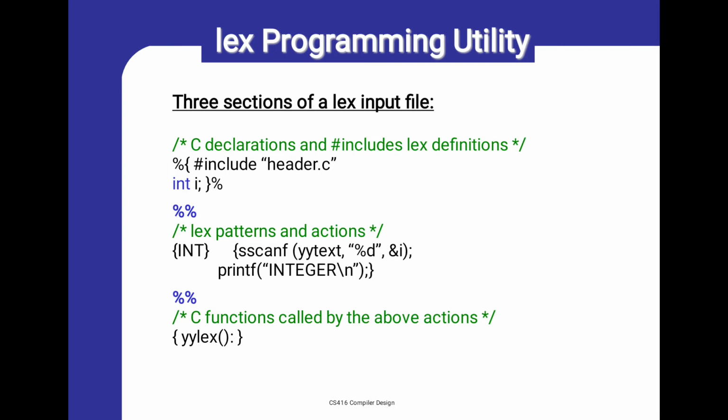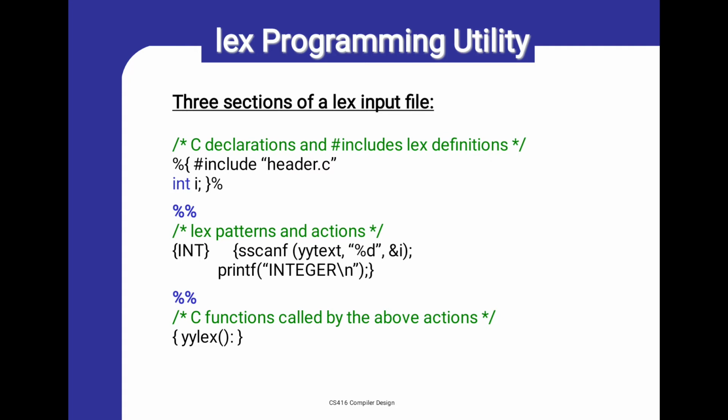First is the declaration section. The variable declarations are declared in this section. The regular definitions are basically components of regular expressions appearing in the rules section. The header files are all included in this declaration section. Next is the pattern and action section, which is called the rules section. It consists of regular expressions with associated actions such as printf, and all this comes under the pattern and action section.